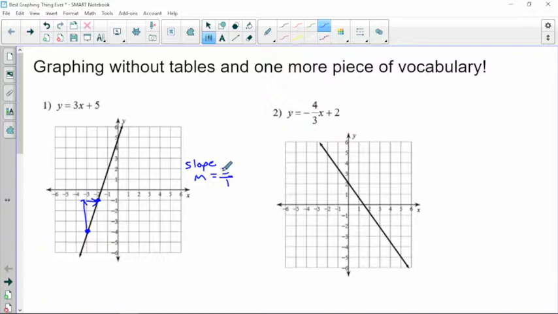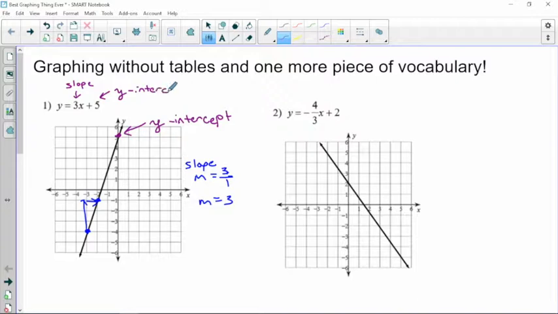Ooh, wow, this is not writing well. 3 over 1, or just 3. And this line crosses the y-axis here at 5. The name for where the line crosses the y-axis is called the y-intercept. If you look at the equation for this line, you might notice that the slope is the coefficient of x, and the y-intercept is this constant at the end.